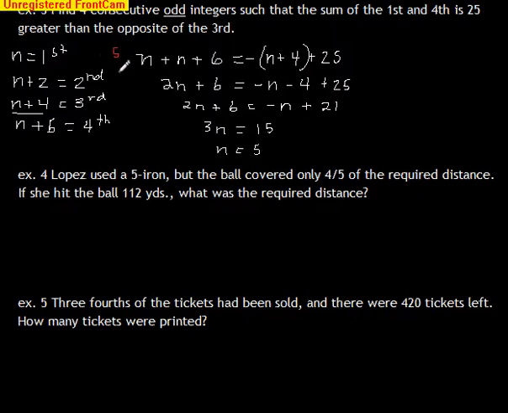The second one would be 7. The next one would be 9, and then 11. So we can check this one. It says find 4 consecutive odd integers such that the sum of the first and the fourth, that would be 16, is 25 greater than the opposite of the third. So the third would be 9, the opposite would be minus 9 plus 25. And we would get 16 equals 16, and so we got it right.